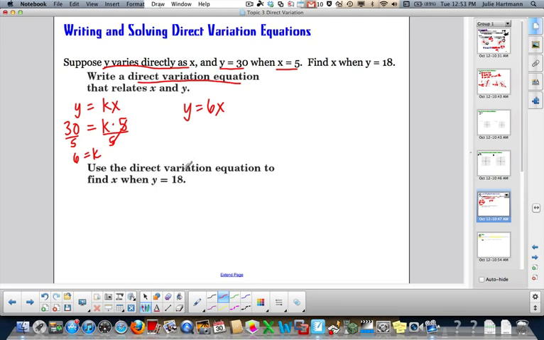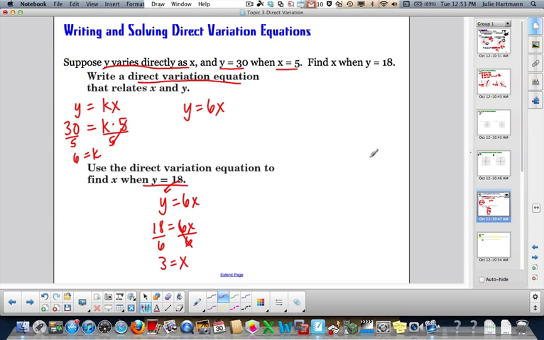Okay. Now the next part is use the direct variation equation, which is y equals 6x, to find x when y equals 18. So 18 gets plugged in for y, you need to solve for x, divide by 6, you get x equals 3. And that's it.